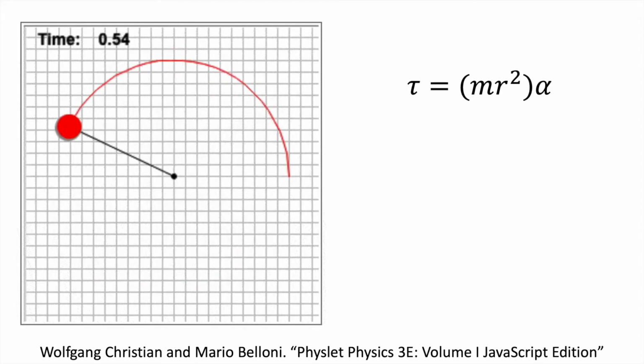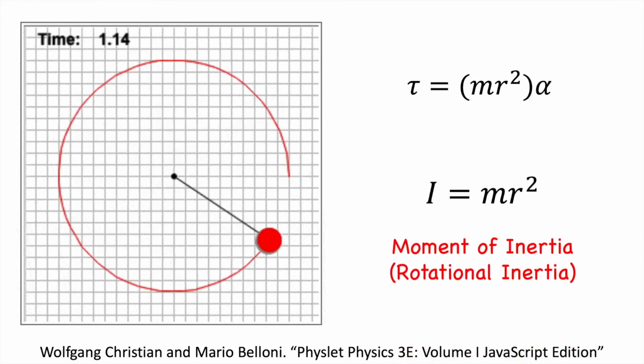The product of the mass and the square of the radius is called the moment of inertia or rotational inertia of the point mass. This is a measure of the object's resistance to rotation. Note that, because it depends on the distance to the axis of rotation, the moment of inertia will change if the rotation axis is changed.